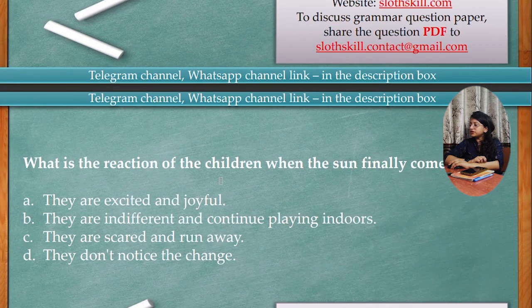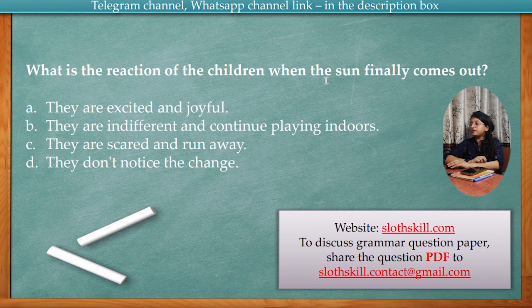Next one. What is the reaction of the children when the sun finally comes out? They are excited and joyful. They are indifferent and continue playing indoors. No, they are not at all indifferent. They are scared. They are not scared. They're very excited. They don't notice. They of course notice. They were ready to get out and enjoy the sun. So, they are excited and joyful.